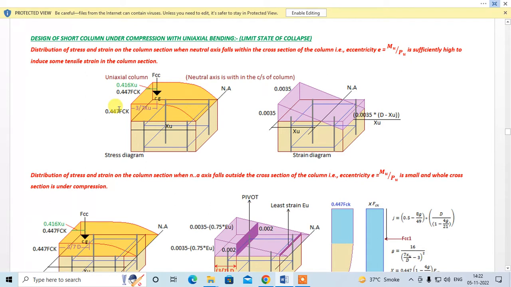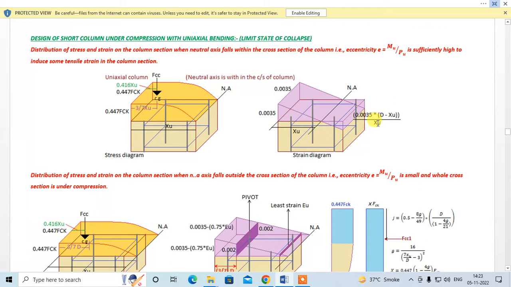In this case, this is the concrete design curve which we will use for finding the internal force due to concrete, that is Fcc. This is very similar to what we use in a flexure member, and this is the strain diagram which we will be using. The ultimate strain on the compression face for the concrete is taken as 0.0035, and on the other face it will be 0.0035 into (d minus xu) divided by xu.